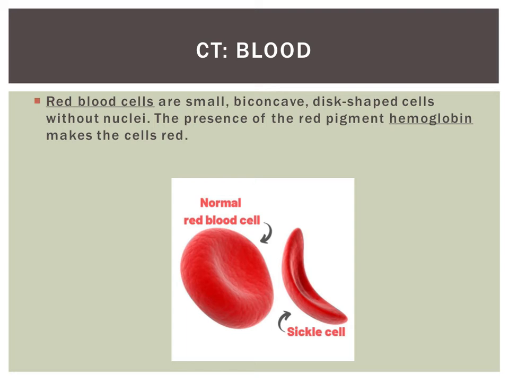Red blood cells are small biconcave disc-shaped cells that do not have nuclei. So this is a normal red blood cell here. When we say it's biconcave, it's almost like a donut, but the hole is not all the way formed. It's like we squished it in the middle here on both sides, so biconcave.